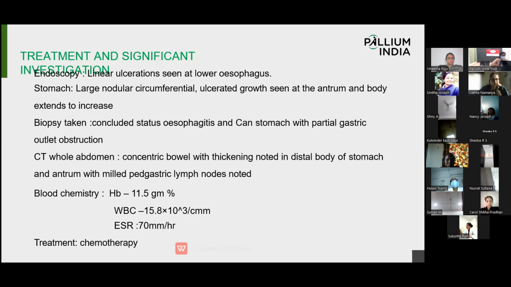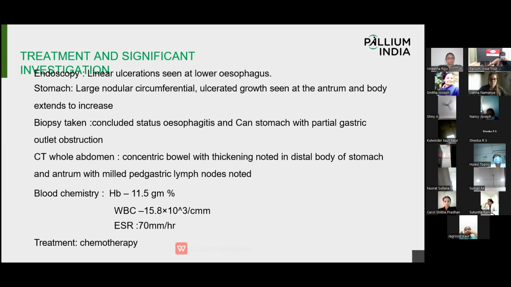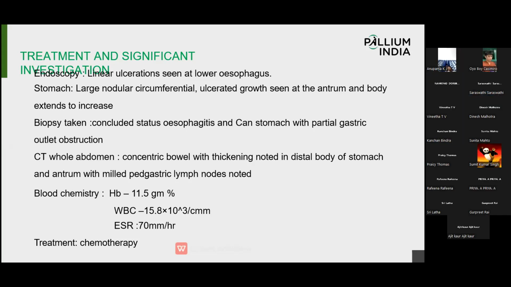Treatment and significant investigations. Endoscopy: linear ulceration seen at the lower esophagus; in the stomach, a large nodular circumferential ulcerated growth seen at the antrum and body. Biopsy concluded esophagitis and CA stomach with partial gastric outlet obstruction. CT abdomen: concentric bowel wall thickening noted in the distal body of stomach and antrum with mild perigastric lymph nodes.